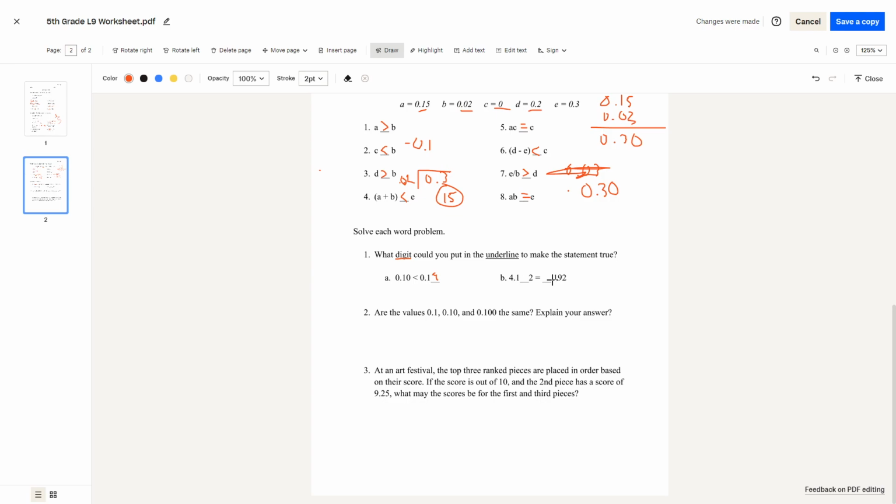This number has to be equal to this number, and since we can see that there's a 9 in the hundredths place, and the hundredths place here is blank, we put a 9. And since there's a 4 in the ones place, we put a 4 here.